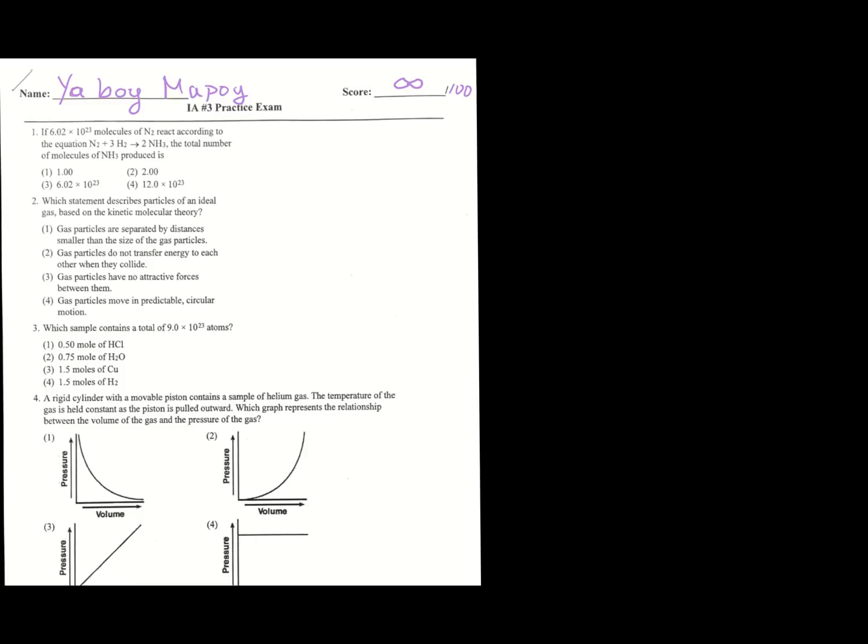We haven't gone exactly that far into the mole chem unit, so a lot of this will definitely repeat a lot of gas law questions that we've already gone over and studied in the past, and some of the things you see in mole chem probably repeat from that quiz you guys took earlier. But anyway, let's start. So with number 1, if 6.02 times 10 to the 23rd molecules of N2 react according to this equation, N2 plus 3H2 yields 2NH3, the total number of molecules of NH3 produced is blah blah blah.